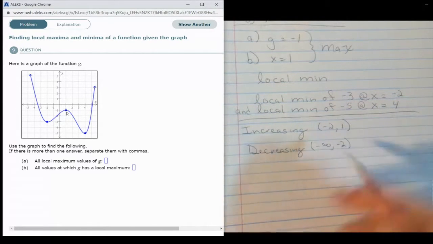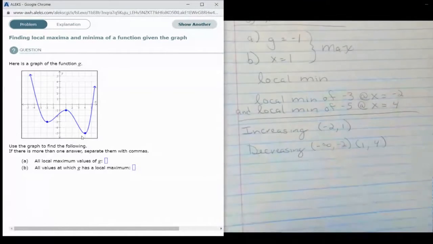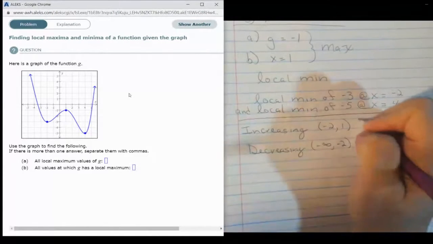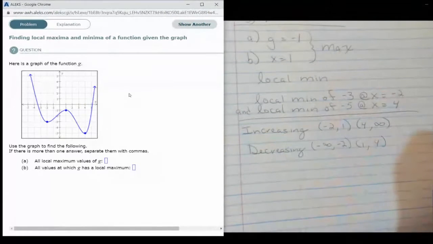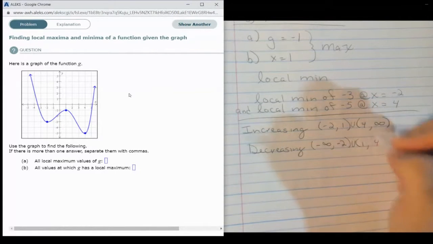These will all be parentheses because it's continuous intervals. From 1 until 4, the function decreases. So 1 to 4, it decreases. And after 4, from 4 to infinity, it keeps going up. So it increases from 4 to infinity. Depends on what they ask. Usually you should use a U for union. Sometimes they just say a space or a comma. Are there any questions on that?